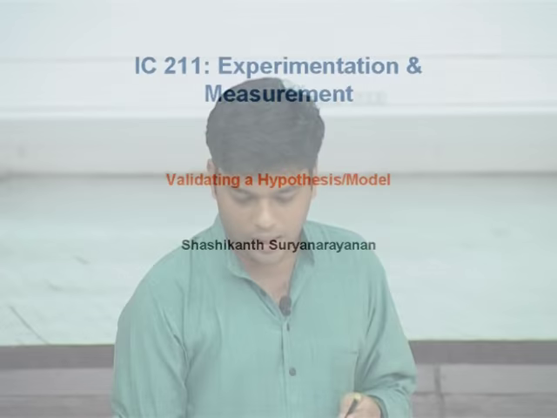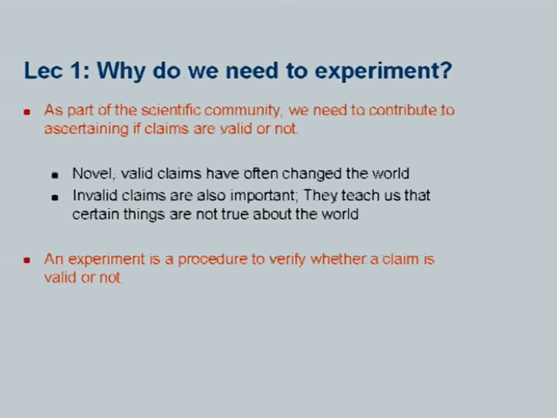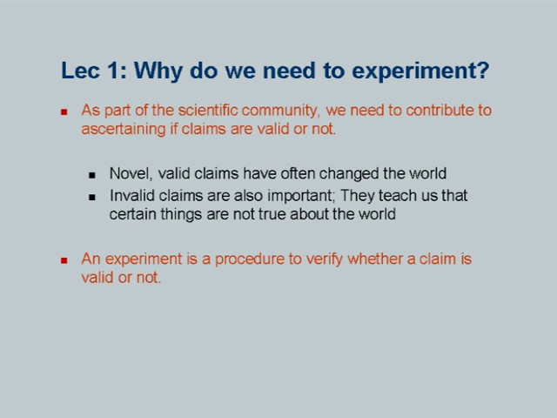Okay, so we will focus on the idea of validating a hypothesis or a model, and experimental procedure is important to do this systematically, confidently, repeatably, etc. So in the first lecture, this slide was put up: why do we need to experiment? You are all going to be part of the scientific community and you need to be able to validate if a certain hypothesis that is posed to you is valid or invalid. And that's the basic idea of why you need to do experiments. So we will come back to that idea and how it relates to the two things, the one you've already done and the one you're going to do now.